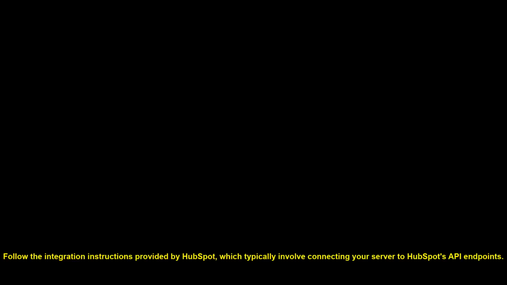Now it's time to link your backend system to the Conversion API. Follow the integration instructions provided by HubSpot, which typically involve connecting your server to HubSpot's API endpoints. This might require development skills, so coordinate with your technical team if necessary.